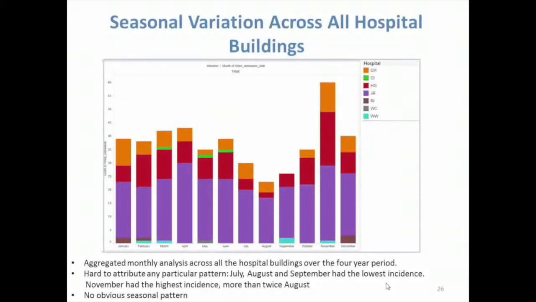We also look at seasonal variation across all the buildings. You can see that July, August, and September had the lowest incidence. November had a higher incidence, more than twice that of August, but you don't really see a very obvious seasonal pattern here.